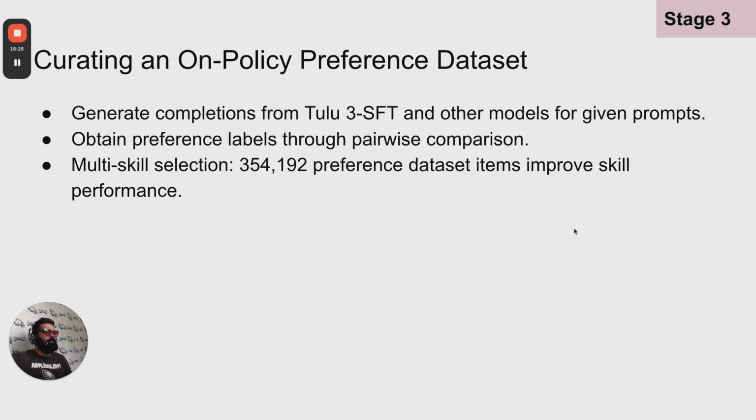Stage 3, they curate an on-policy preference dataset. So that's one of the highlights. They use off-policy data as well. On-policy means that they're using their Tulu 3 SFT model to generate completions. They also use other models as well, and those other models are the off-policy generation. They use synthetic data to generate preference labels, and they binarize them to create pairwise comparisons. They end up with over 350,000 preference dataset items, and they find that that improves skill performance.